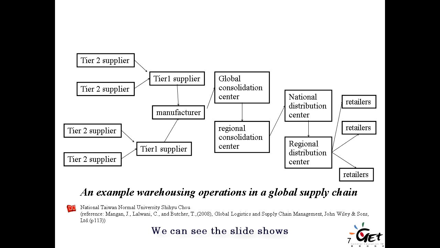So we can see the slide shows the manufacturer has their immediate tier 1 suppliers, right? They have warehouses to store the supplies or materials from tier 1 suppliers, right? Also, the manufacturers have their warehouses to store the finished goods or work in process components in their factories, okay? But in the downstream parts, after the manufacturer, basically they have a warehouse to store the finished goods, finished products.